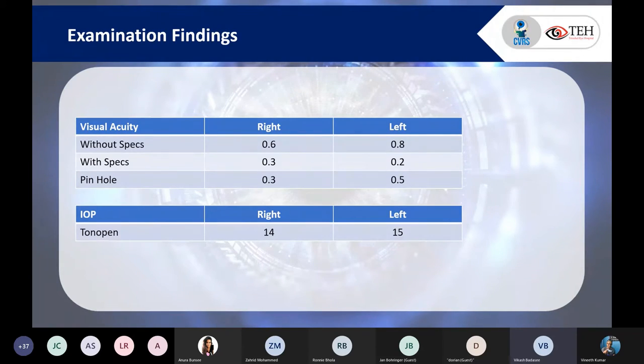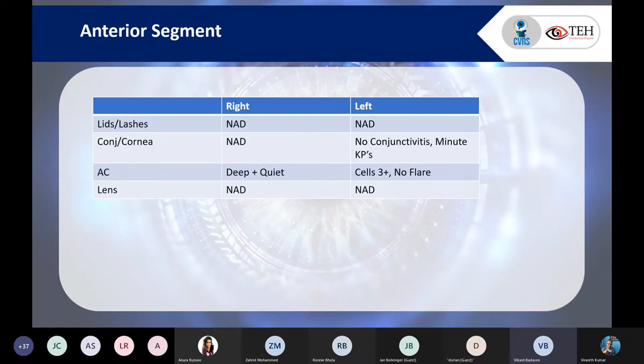On examination, her visual acuity, best corrected with spectacles, was 0.3 on the right eye and 0.2 on the left eye. Her intraocular pressures using Tonopen were 14 on the right and 15 on the left. Her anterior segment findings in the right eye were normal. In the left eye, of note, there was no conjunctivitis, but on the cornea there were minute keratic precipitates. In the anterior chamber there were 3+ cells with no flare, and her lens was normal.